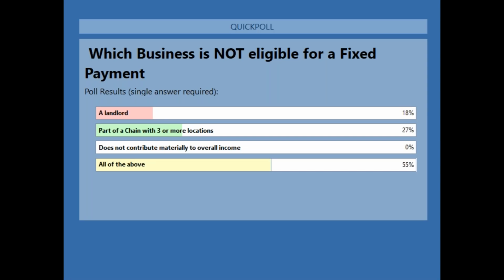Okay, let's see what you got there. I would say, so we got the majority of you said D, all of the above, and that is correct. A landlord is not eligible. If there's 4 or more locations, they're not eligible. And it has to contribute at least, remember, one third of the overall income. And if it doesn't contribute, they're not eligible.